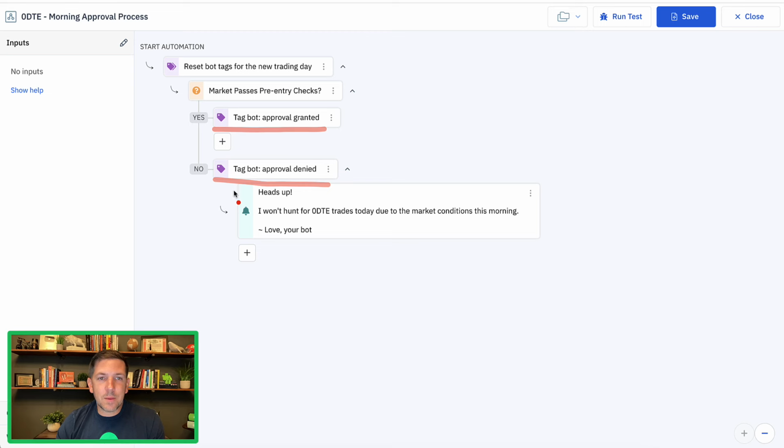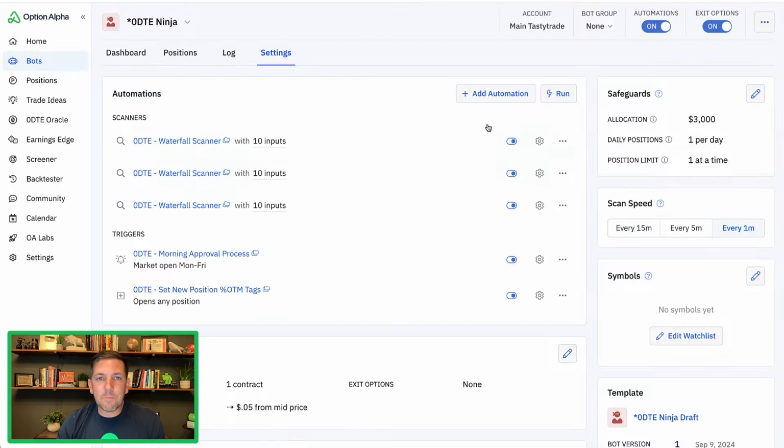And basically I send myself a quick little notification that says, heads up, I won't hunt for any 0DTE trades today due to market conditions. Could be whatever the case is, but at least you get notified. You know that your bot's not going to be trading for that particular day. And so you either tag the bot as approval granted or approval denied. Okay, so that's pretty easy.